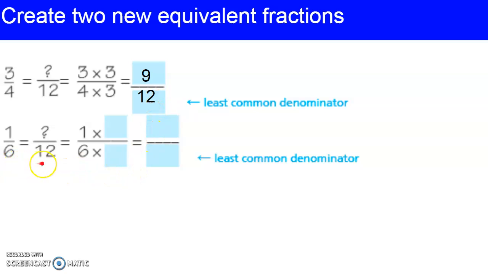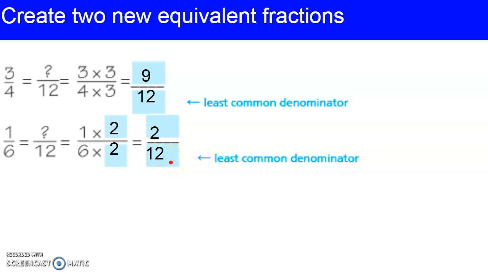1/6, again, I want to have a denominator of 12 so that I can have a common denominator. 6 times what equals 12? If you were thinking 2, you're correct. So we want to multiply both our numerator and denominator by 2 so that we can find an equivalent fraction. 1/6 is equal to 2/12.